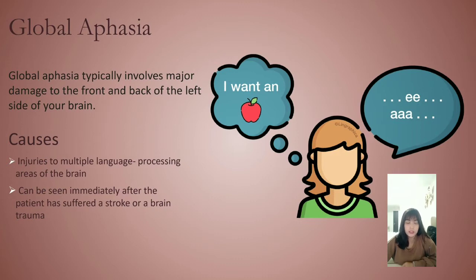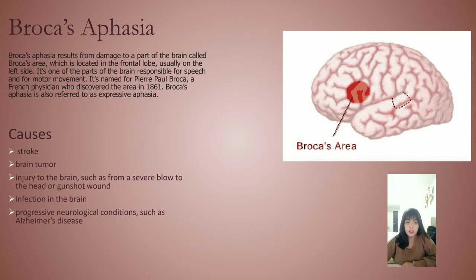And the second one is Broca's aphasia. Broca's aphasia results from damage to a part of the brain called Broca's area, which is located in the frontal lobe, usually on the left side. It's one of the parts of the brain responsible for speech and for motor movements. It's named for Pierre Paul Broca, a French physician who discovered the area in 1861. Broca's aphasia is also referred to as expressive aphasia.